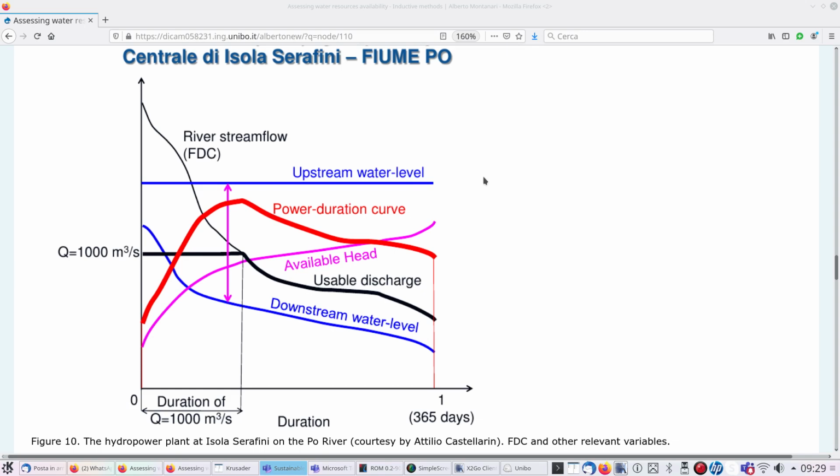It is just a coincidence that the max of the power duration curve is placed at the same duration as the design flow of the turbines. So the duration of 1000 cubic meters per second is just a coincidence that it's the same as the duration of the max of the power duration curve. Of course, we expect that the max of the power duration curve is around that duration, but not precisely the same.